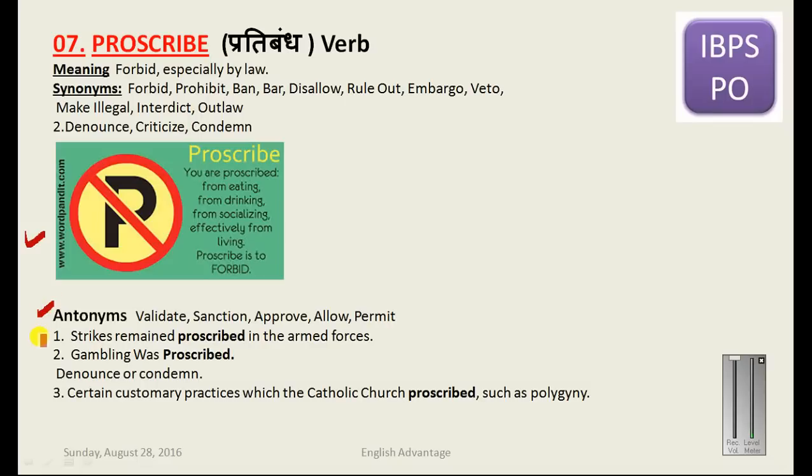Now look at the example sentence. Strikes remained proscribed in the armed forces. Gambling was proscribed. And for the second meaning, denounce or condemn: certain custom practices which the Catholic Church proscribed, such as polygyny. Polygyny means polygamy, when one person has more than one wife. That practice is called polygamy or polygyny.